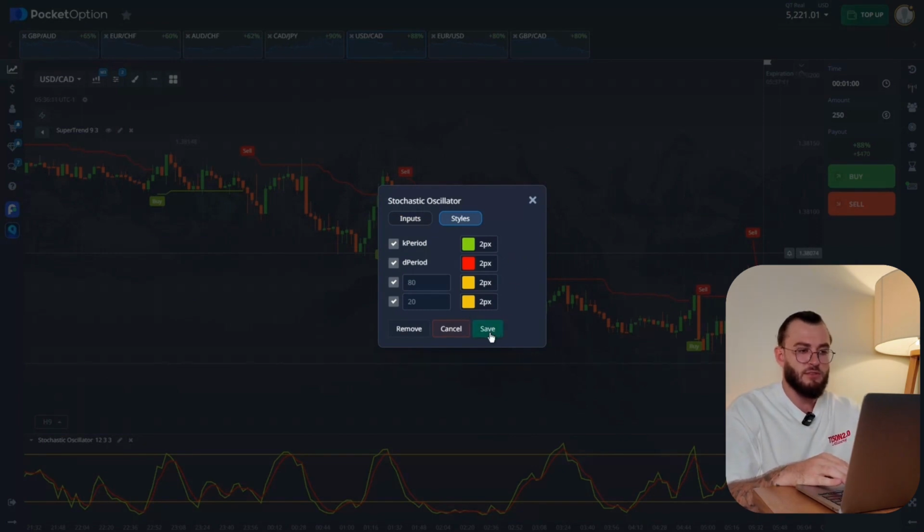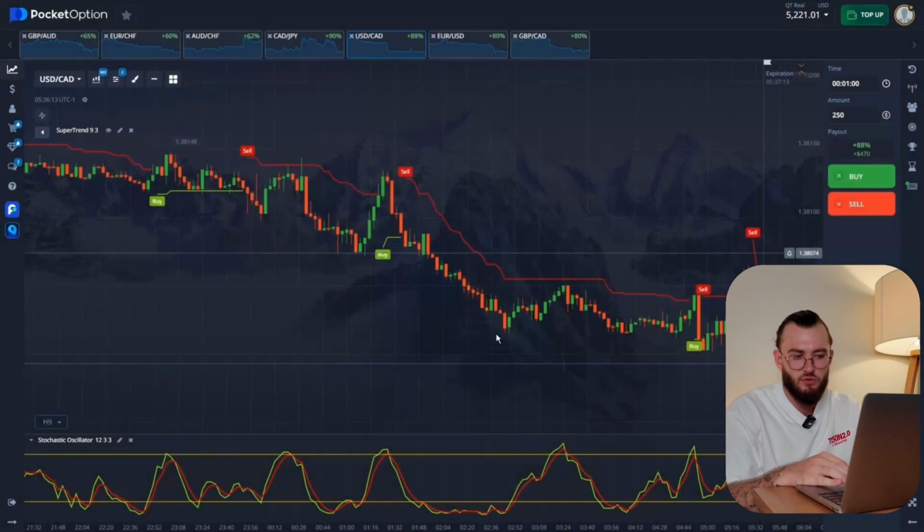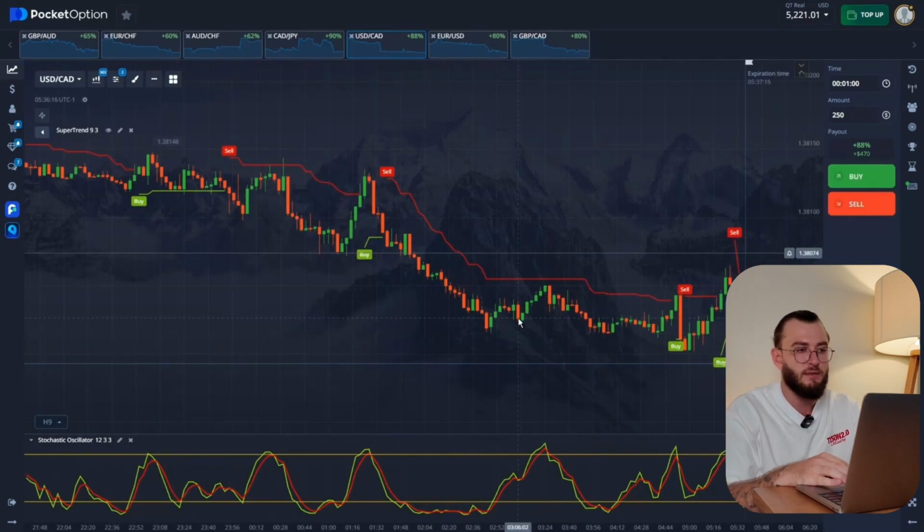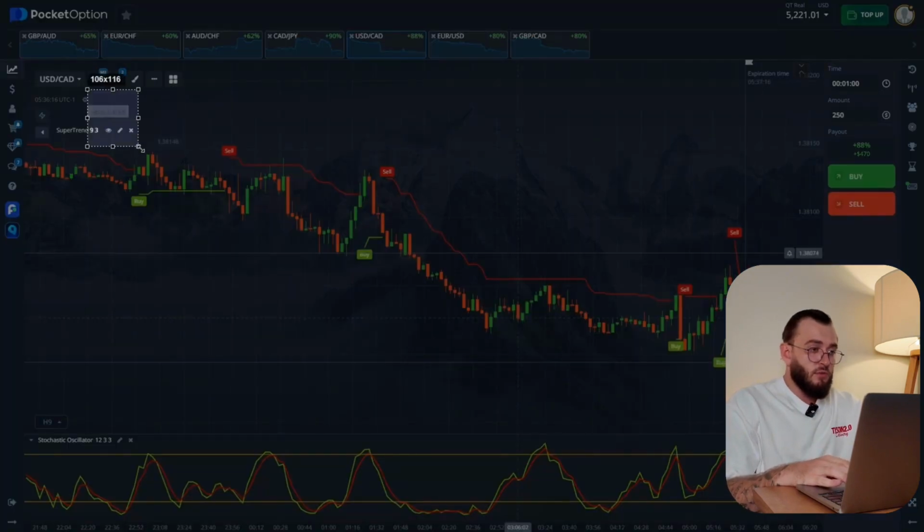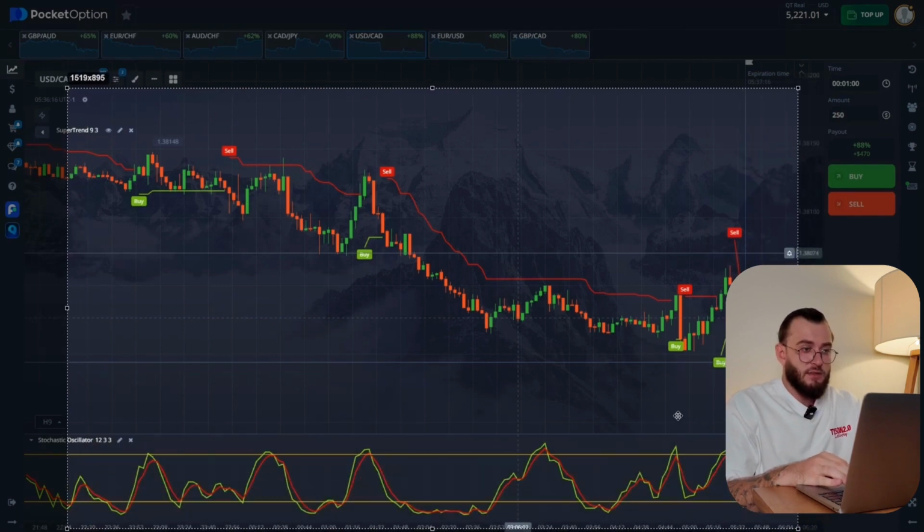I've tweaked its appearance a bit. It's all a matter of personal preference. You can do whatever you like here. So, what now? Let's figure out the signals. Look, this is the most important part. Everything is clear and simple with the Supertrend. It gives us the signals itself. Sell means to sell and buy means to buy. Red and green lines. Everything is clear and simple.